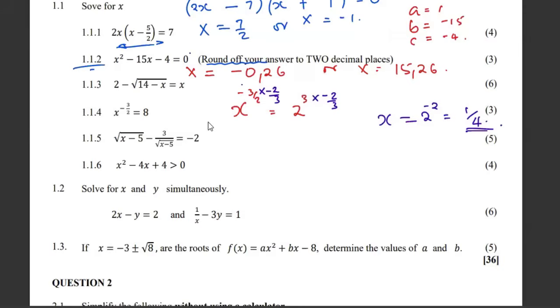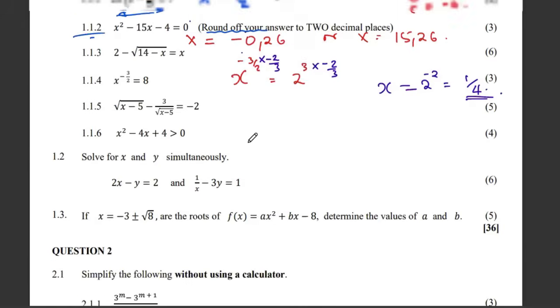And then 1.1.5, why does this paper look familiar?